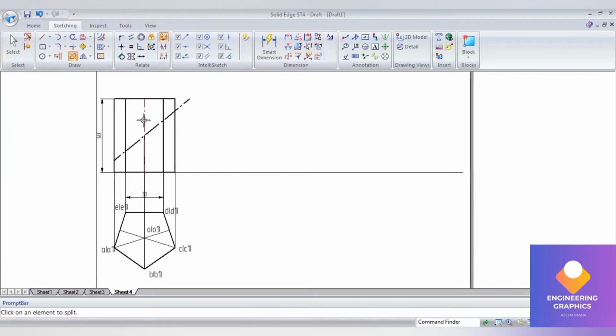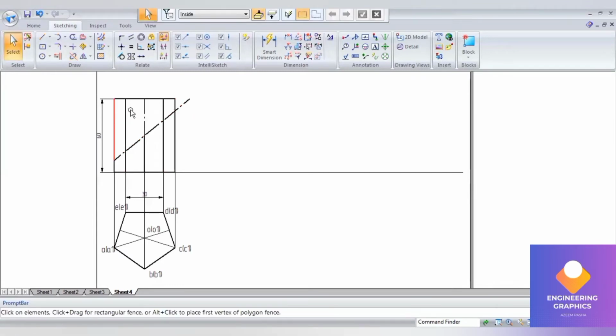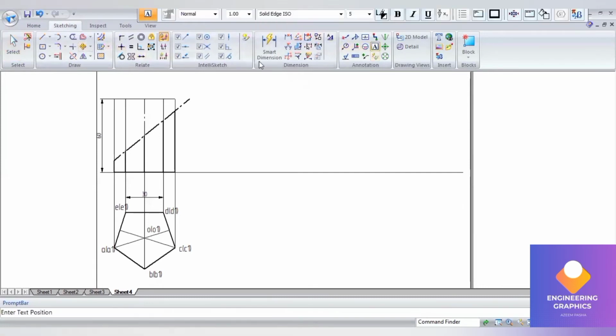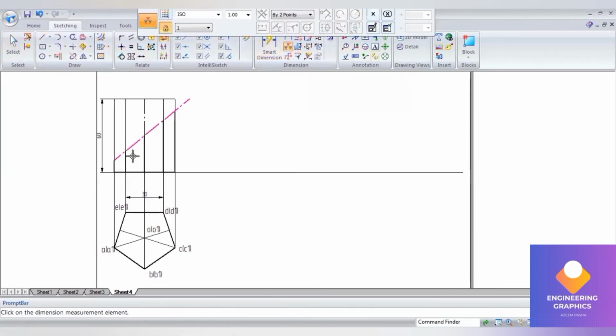And now using this split command, you can split wherever you want to do the splitting. Okay, and then make that upper portion thin, because this is the cut removed portion. We need to draw the development of the retained portion. So I'll be selecting that upper portion and making it thin. Okay. Now you can write down the notations for the cut plane. You can check the angle. So the angle with respect to HP is 40 degrees.